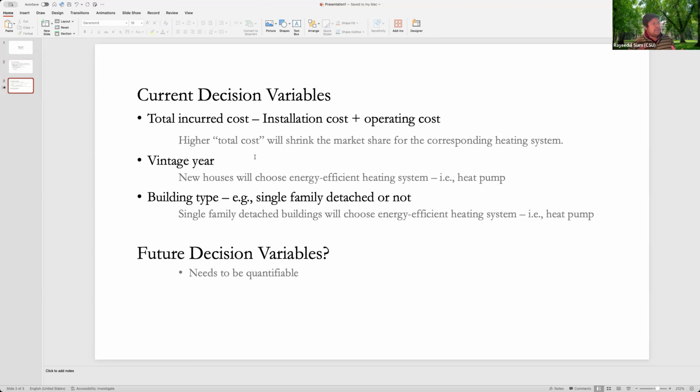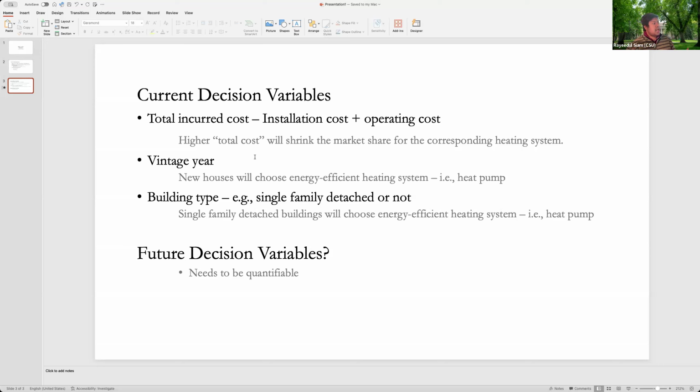For the current decision rules, we are considering three different decision variables. The first one is the total cost, which includes the installation cost and operating cost. Basically, the idea is that households will choose the lower cost option among the options they are provided with. Secondly, the vintage year. For example, new households, especially those built after the year 2000, have the infrastructure ability to adopt newer energy efficient appliances, so they are more likely to adopt a heat pump system.